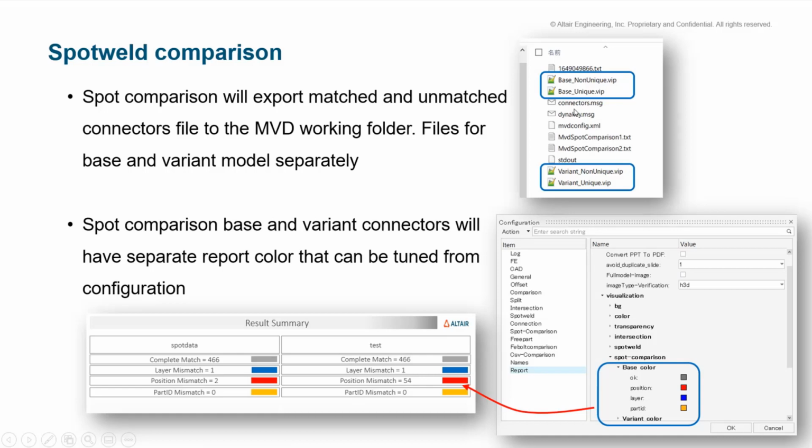So as you run the spot comparison, at the report folder or working folder, you'll get this kind of a VIP file. So VIP is a HyperWorks supported connector file format, and it's a simpler format. The reason we chose VIP is that it has the spot gun diameter.